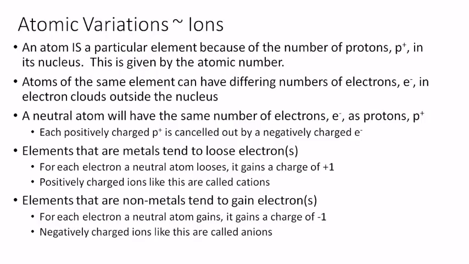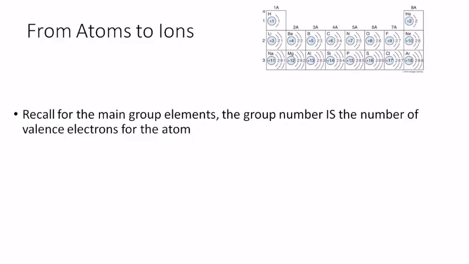Non-metals, like carbon, tend to gain electrons, and for every electron they gain, they're electron rich, and so they become a -1 charge for every electron gained. And instead of a cation, this ion is called an anion. So cations are positively charged and anions are negatively charged. All right? Cool.